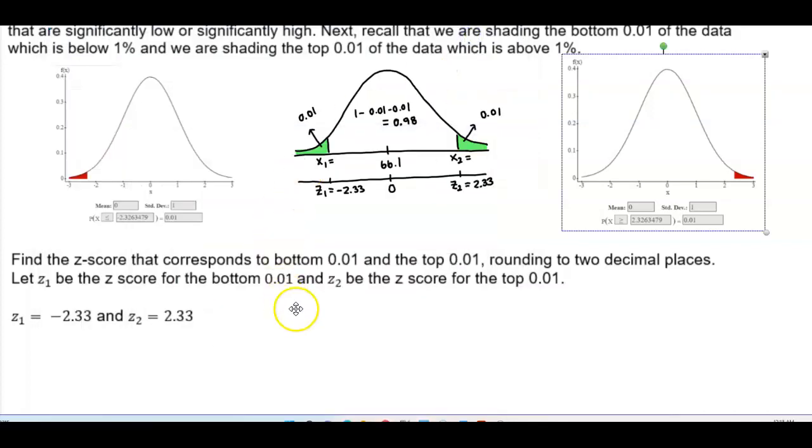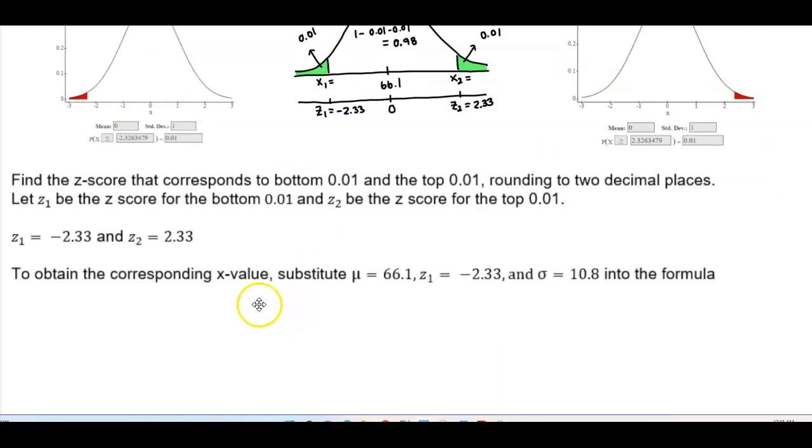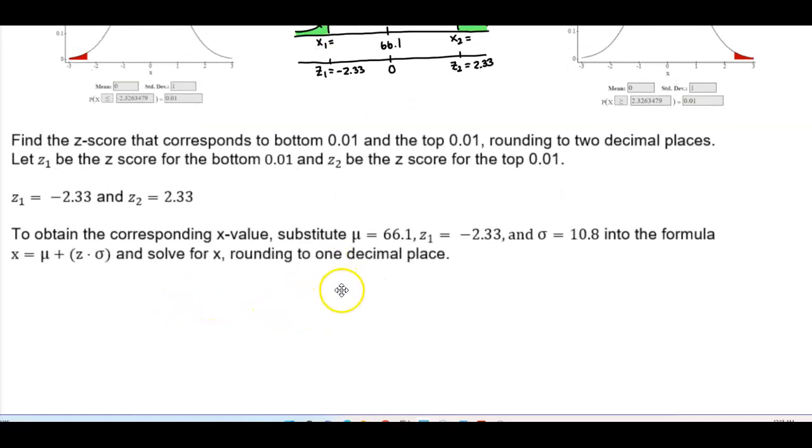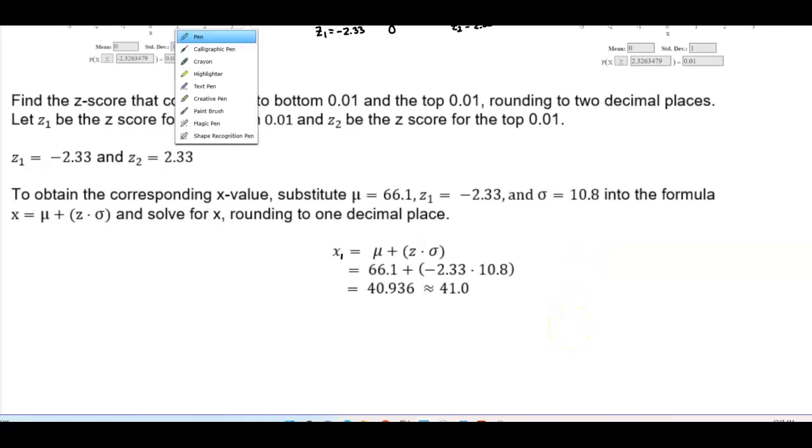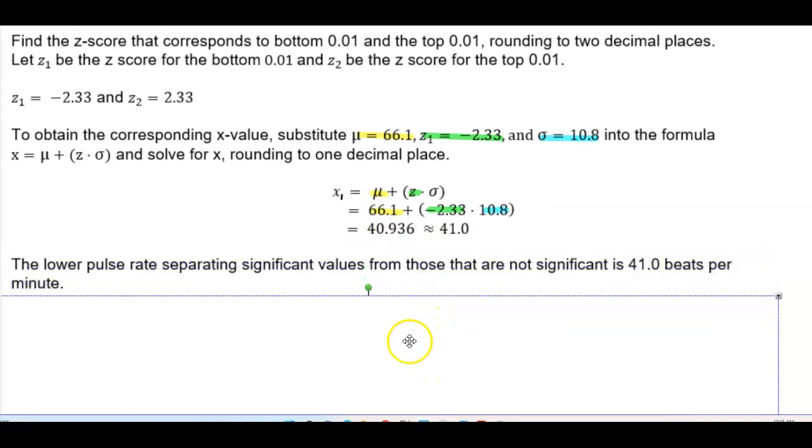Now that we found the z-scores, we want to obtain the corresponding x value. We substitute the mean of 66.1, z1 of negative 2.33, and the standard deviation of 10.8 into the formula. Following the order of operations, negative 2.33 times 10.8, and then adding 66.1 gives us 40.936. Rounding to one decimal place, we get 41.0. So the lower pulse rate separating significant values from those that are not significant is 41.0 beats per minute.